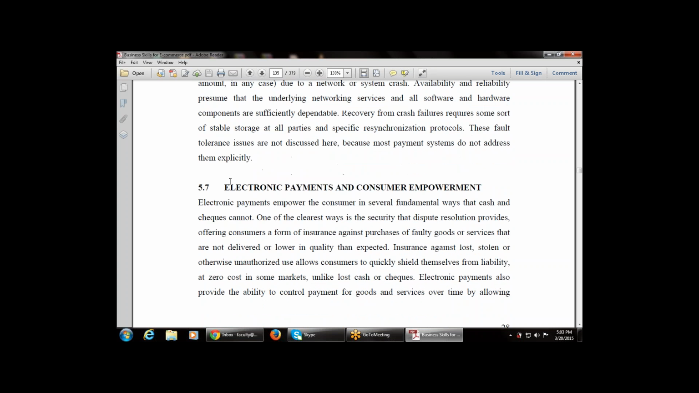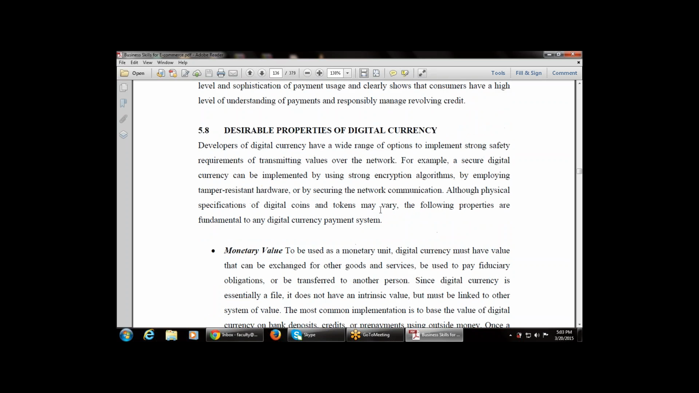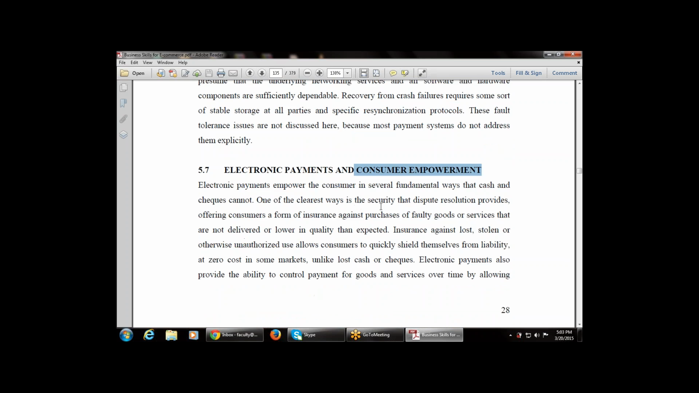Now the next topic is e-payments and consumer empowerment. This is just a theoretical topic: what are the e-payment procedures, what is consumer empowerment, and how e-payment empowers the consumer in different ways. What are the different modes used with e-payment procedures?